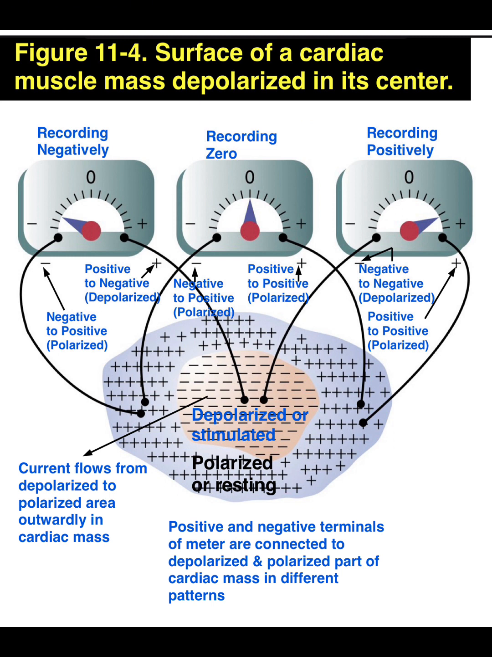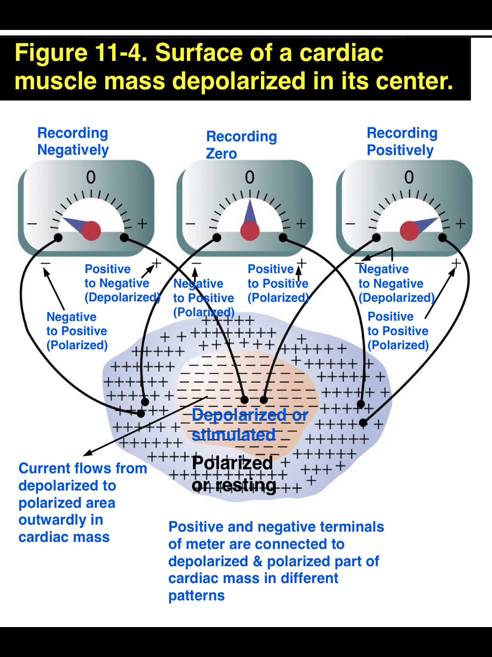In this figure, the surface of a cardiac muscle mass is depolarized in its center and the periphery of the mass is polarized or at resting state. The current is flowing outward from the center of the mass to the periphery, meaning from the depolarized to the polarized area, as shown in the figure, left side lower corner of the figure.